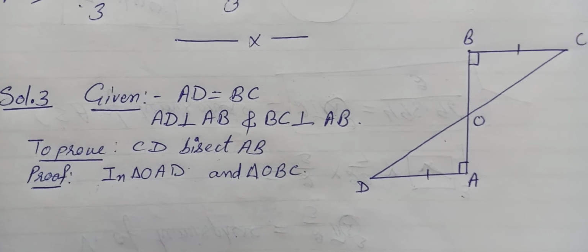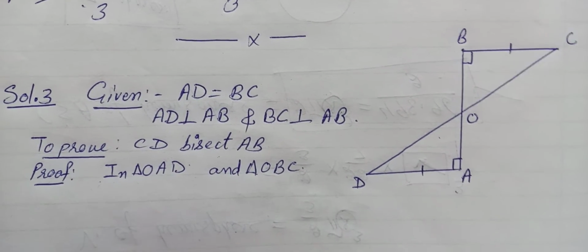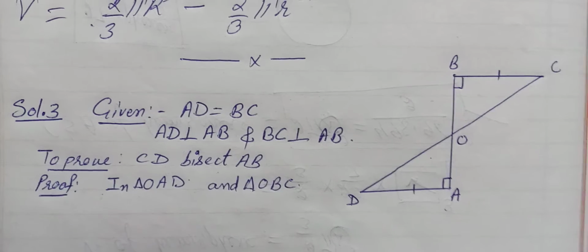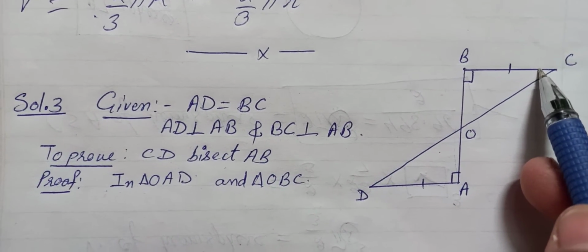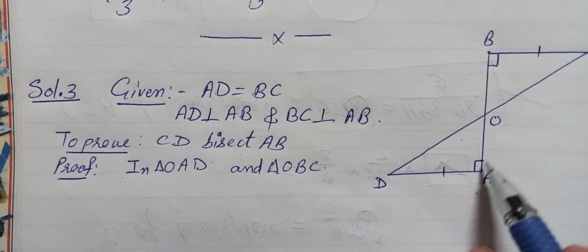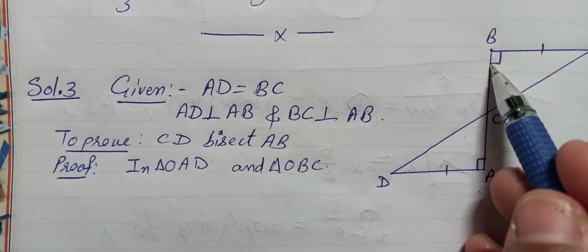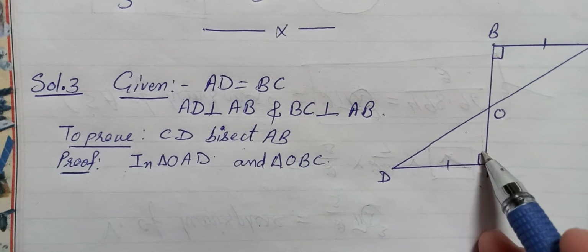Now let us see how we can prove. See here, this side is equal to this side, given to us. So this will be S. Then this 90-degree, this 90-degree, they are perpendicular. This is A. A combination has been made.